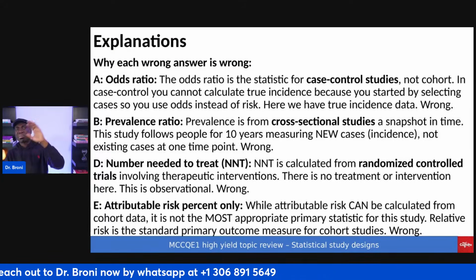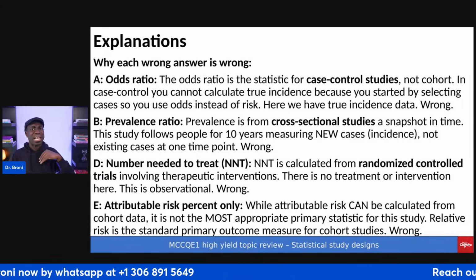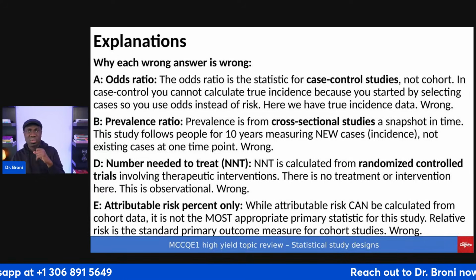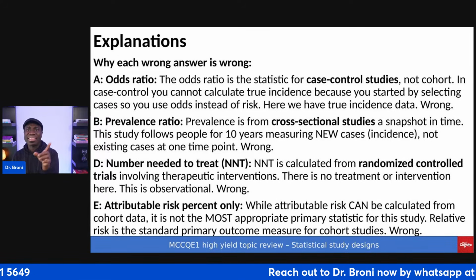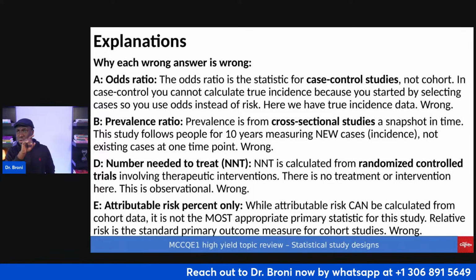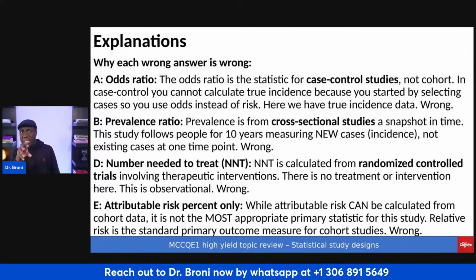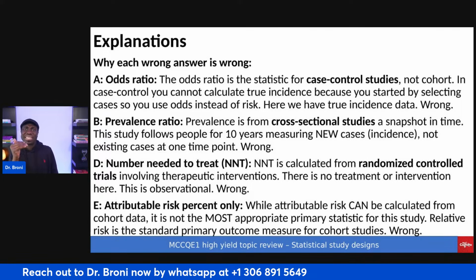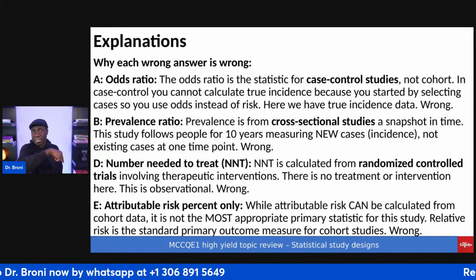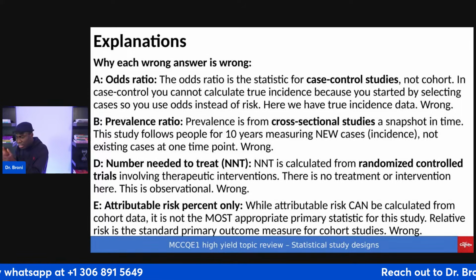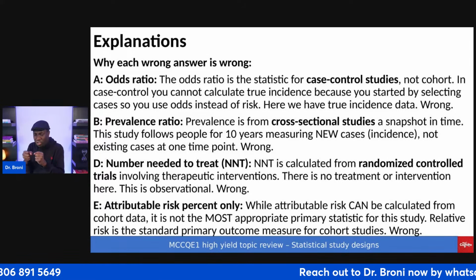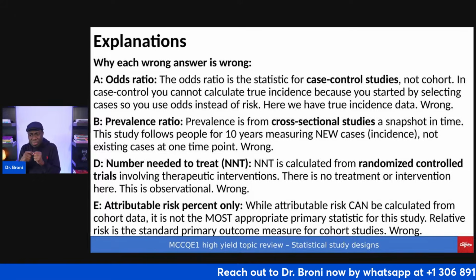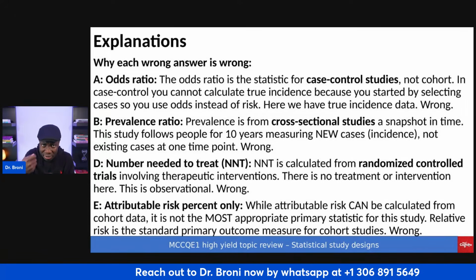I'm going to leave the explanation for why the rest of the answers are wrong, and then we go to the next question. But let me talk about the odds ratio, because the odds ratio is very, very important. You realize that the odds ratio is the statistic for case control studies. So in cohort studies, the statistic you are trying to derive is relative risk, RR.